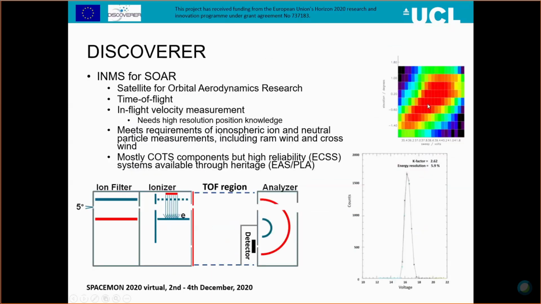Here is some ground calibration data from the flight unit that we've delivered. There's an analyzer constant of 2.6 in there, and reasonably good energy resolution. This energy resolution, combined with the time of flight, is good enough to give us very good separation of the N2, NO, and O2.